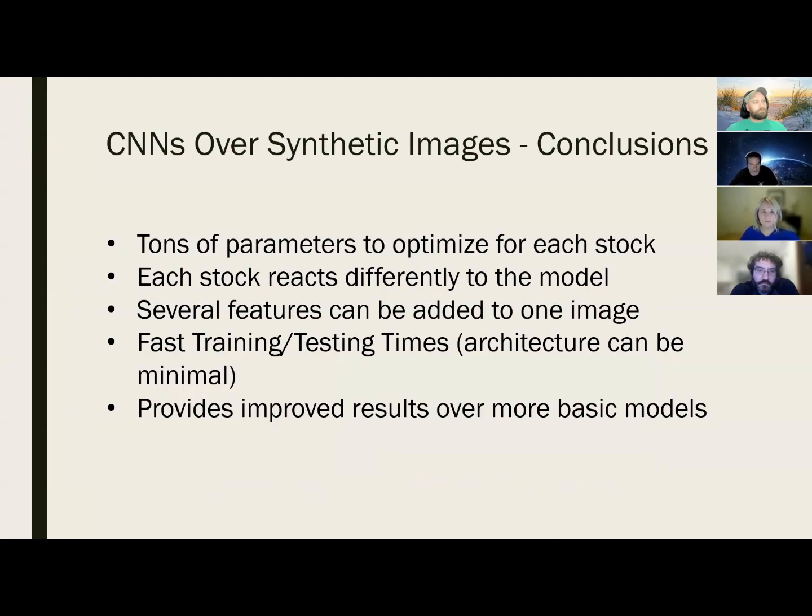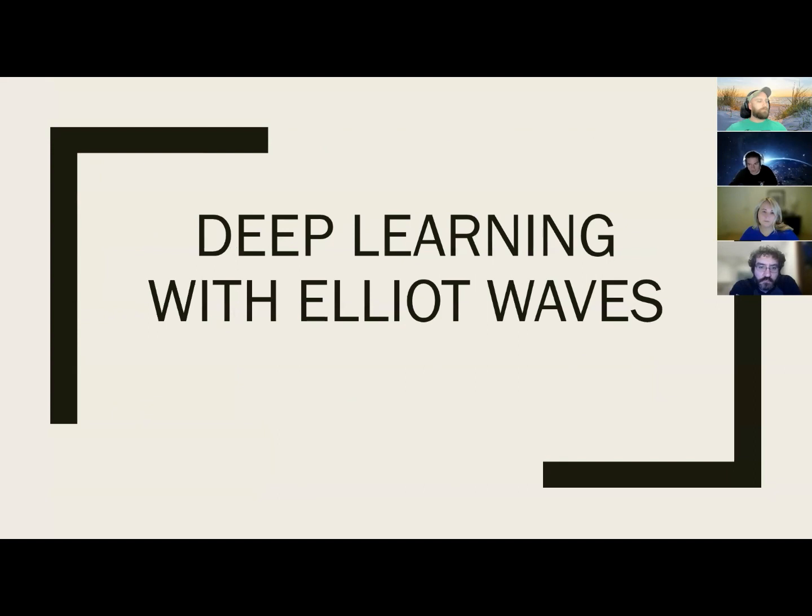So as we said, there are tons of parameters to optimize for each stock. Each stock reacts differently, and several features can be added to one image so we can make large images. Training times were fast, which was nice in this testing, and it improved results over basic models like random forest. So it has a lot of future promise. Next will be Matt Smith talking about deep learning with Elliott waves.